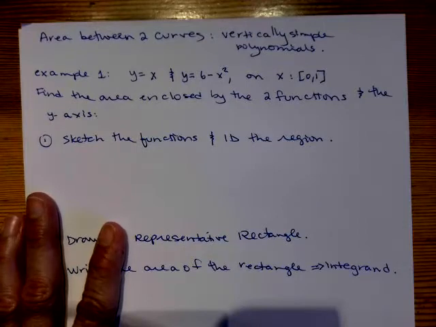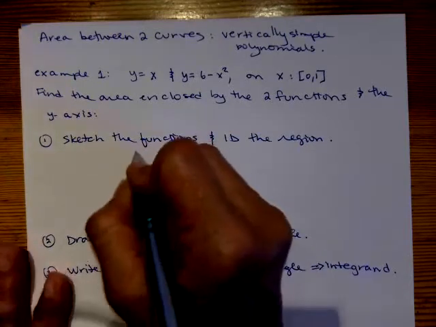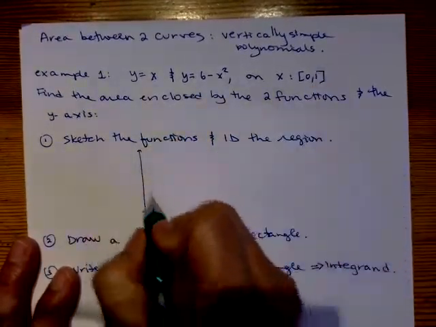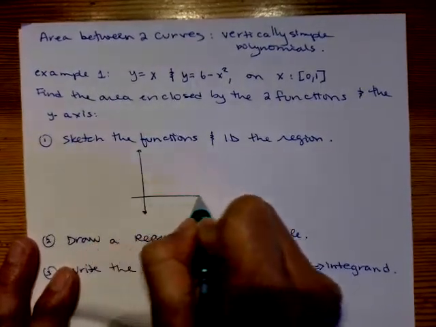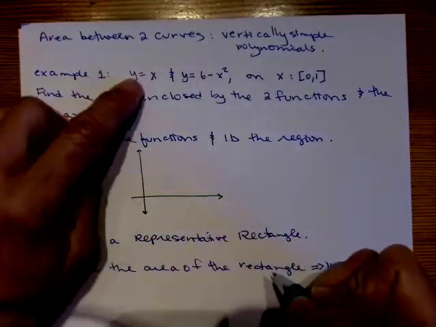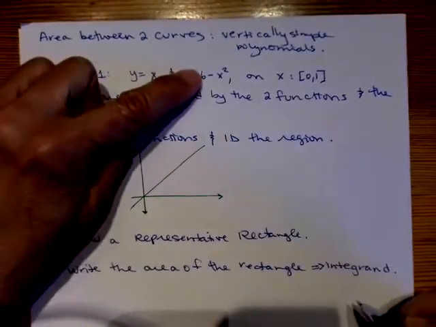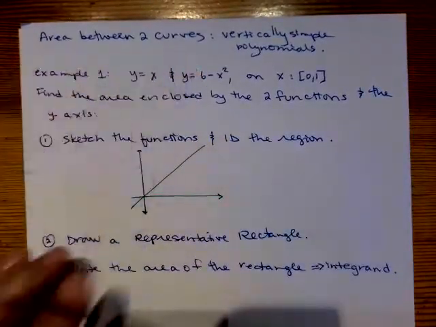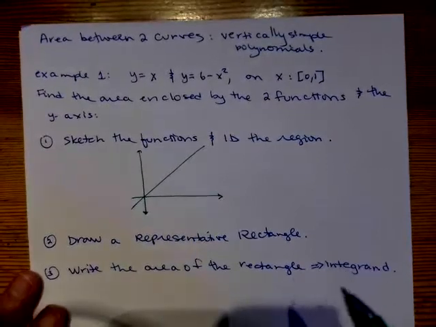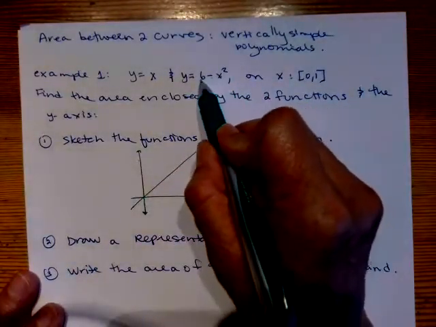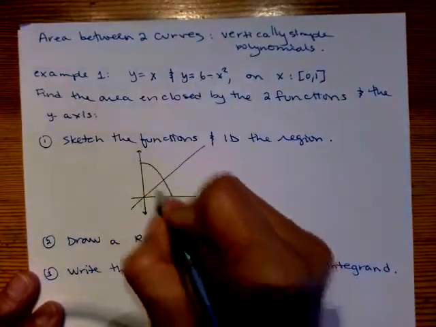So our first thing that we need to do is sketch all of those functions and then figure out where that region is. So step 1, sketch the functions and figure out the region. So I'm only going for the positive x's. Let's see, y equals x, so we get a straight line. 6 minus x squared, and this is just a really rough sketch, right? If you need to make it look nicer, go ahead.